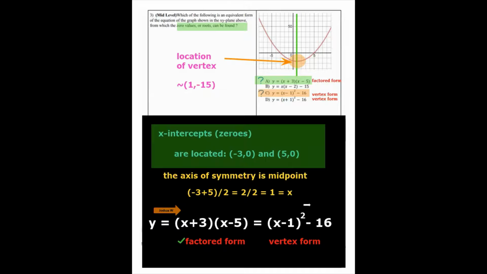But these are two equivalent ways of writing the equation for the parabola. This is the factored form, and that's the vertex form. But we want to find the zero values by reading the form. So we want choice A, which was intended by the writer here. Let's go on to question number 4.